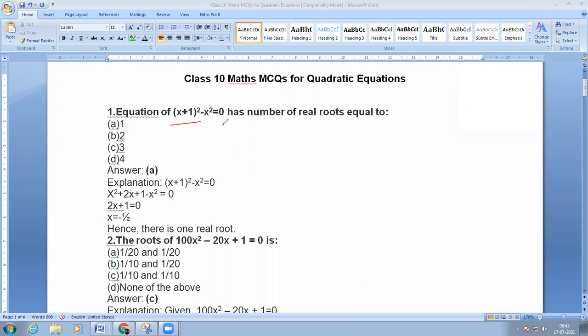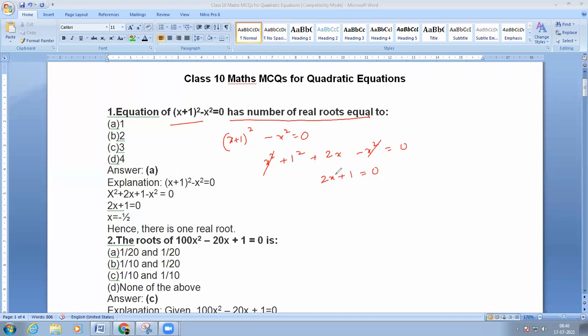The equation given as (x plus 1) whole square minus x square is equal to 0 has how many real roots? So first solve this equation. So a square plus b square plus 2ab, minus x square is equal to 0. x square and x square cancel out, so it is equal to 2x plus 1 equal to 0.